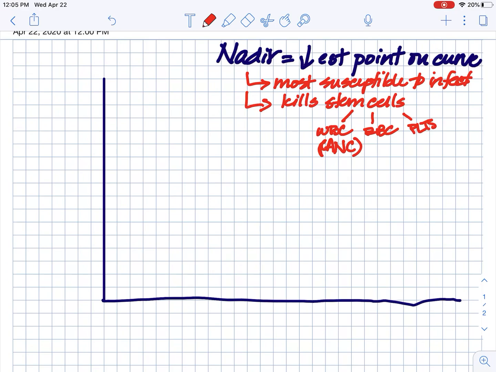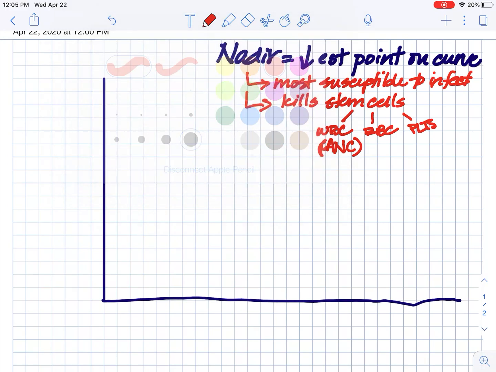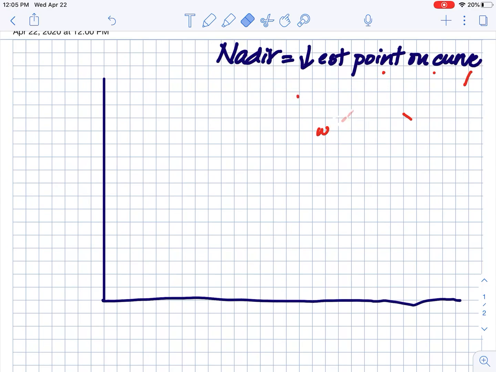All right, so I'm going to talk to you about what this looks like here, and I'm actually going to erase some of this so that we have some room to actually see what's going on. Okay, but what I just erased is important, so don't forget that.